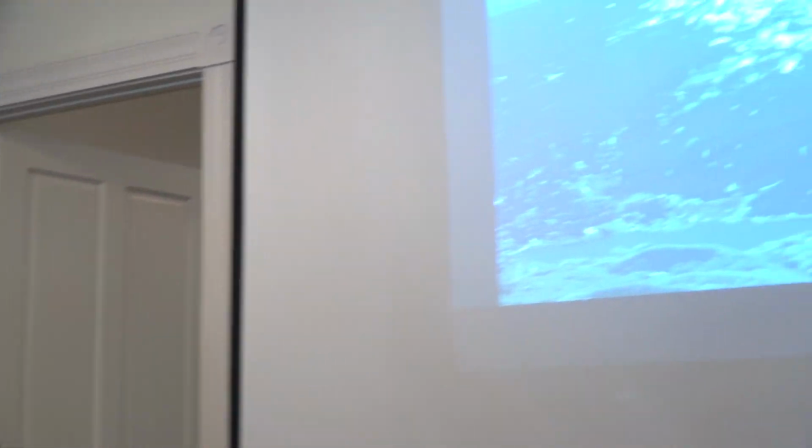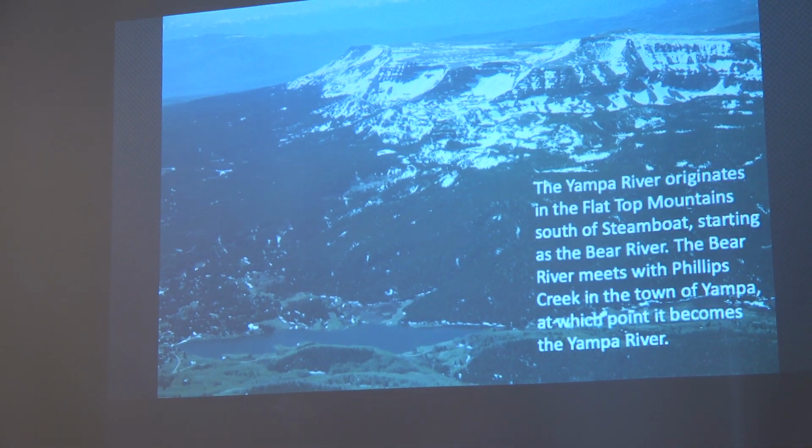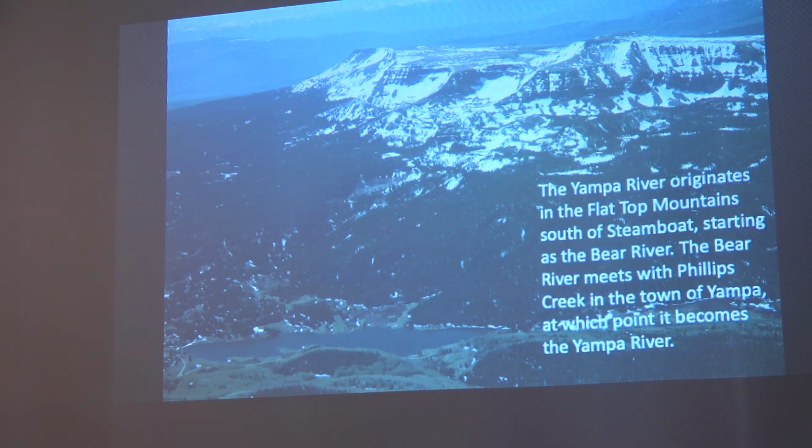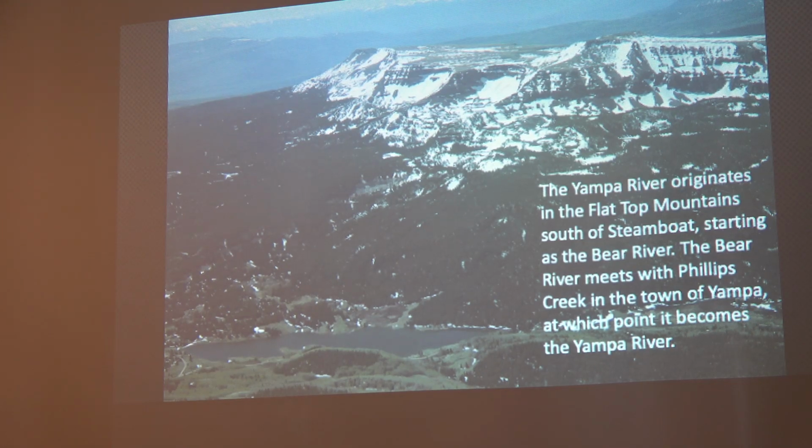The Yampa River originates in the Flat Tops south of Steamboat, and it starts as the Bear River. It is only called the Yampa River after the confluence with a creek called Phillips Creek, which is alternatively often referred to as Chimney Creek. I was looking it up this morning to verify, because Katie and I have talked about this a lot. But it doesn't become the Yampa River until somewhere around the town of Yampa/Pittsburgh.